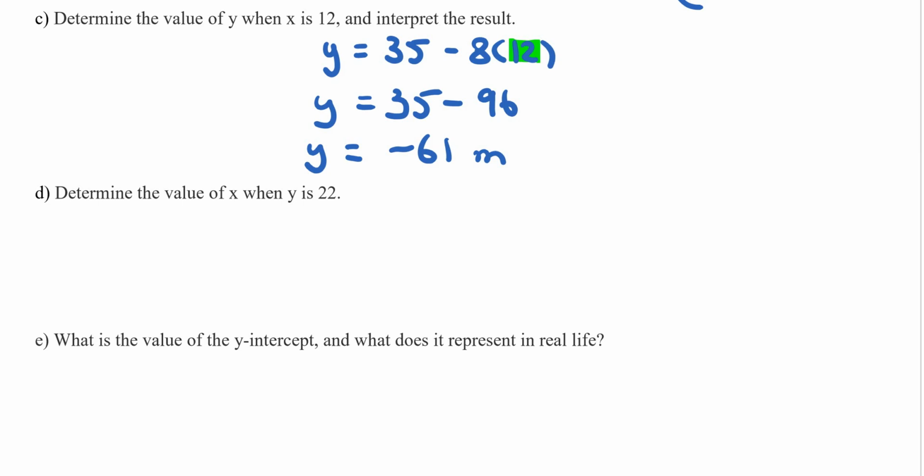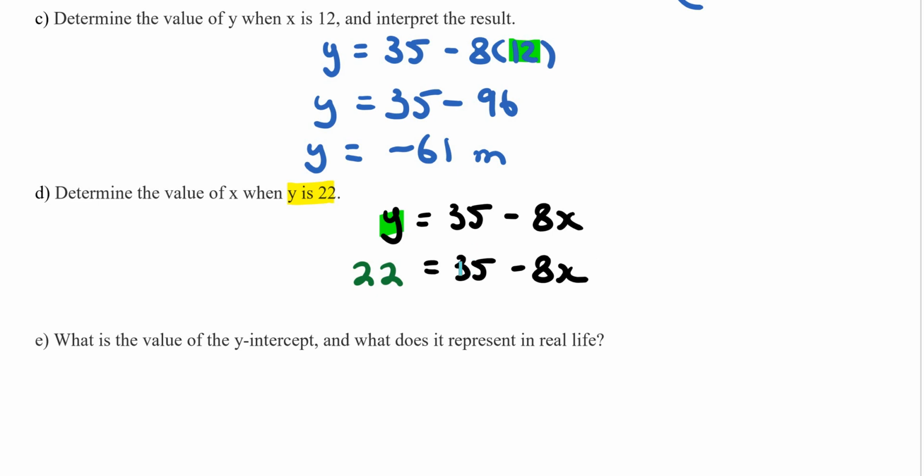Part D, determine the value of x when y is 22. Okay, so let's go ahead and write y equals 35 minus 8x. And now we know that y is going to be 22, so put a 22 in for y. And this would be 22 equals 35 minus 8x. Okay, I have a 35 here, so we can subtract 35 from both sides, right? So if I subtract 35 from both sides, 22 minus 35 is going to be negative 13 equals negative 8x.